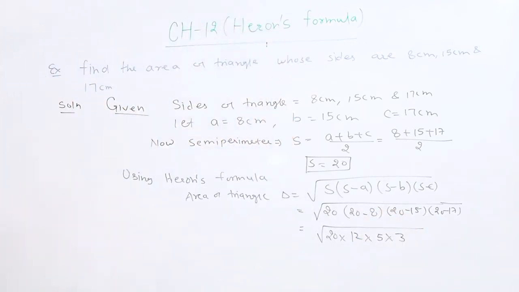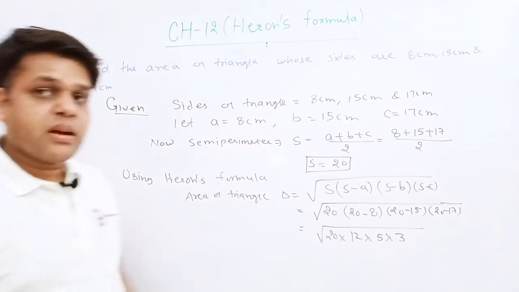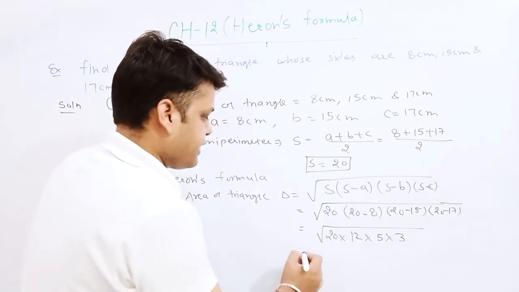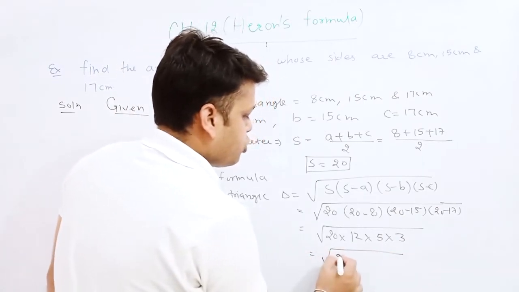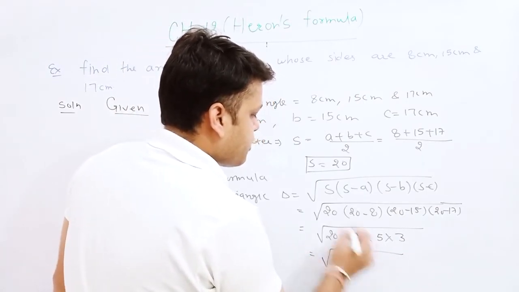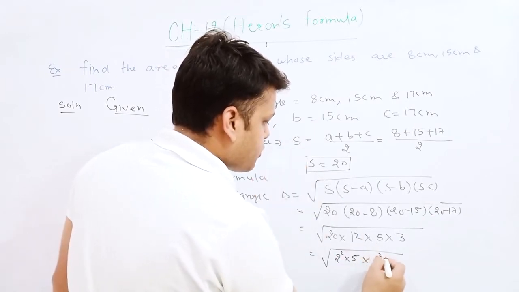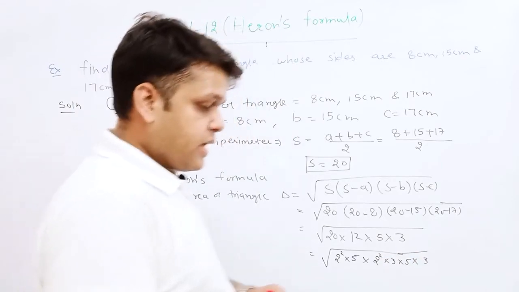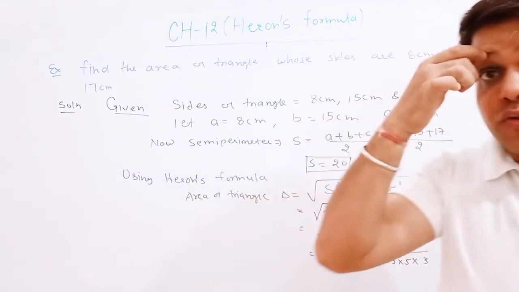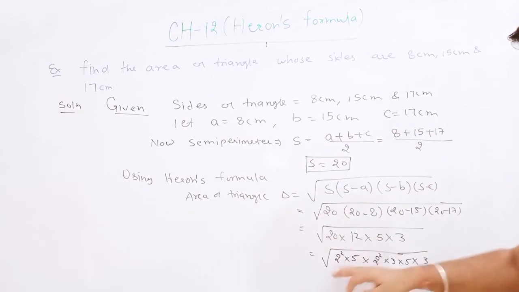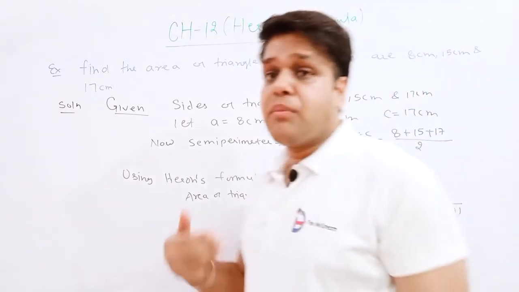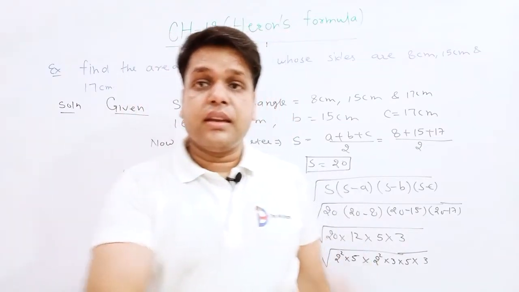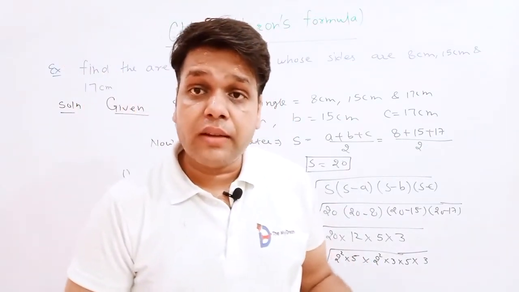Now we can solve by factorization. 20 can be written as 2 square into 5. 12 can be written as 2 square into 3. 5 can be written as 5 and 3 can be written as 3. And from the further calculation point of view, if in root any number of square is present, then we can take the number without square from the root.